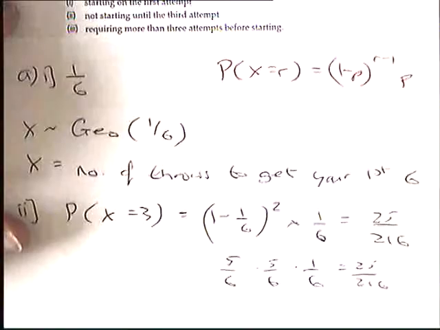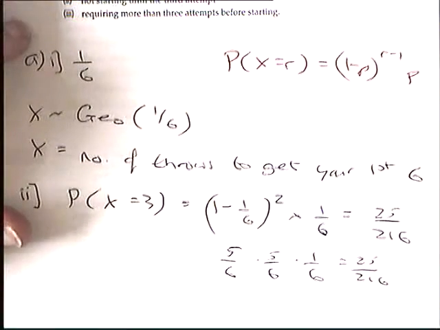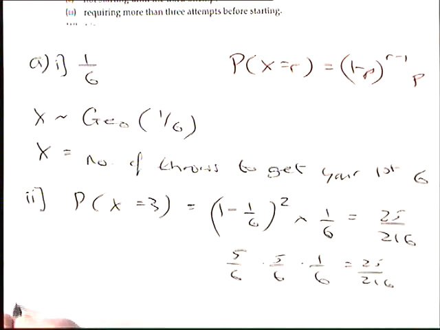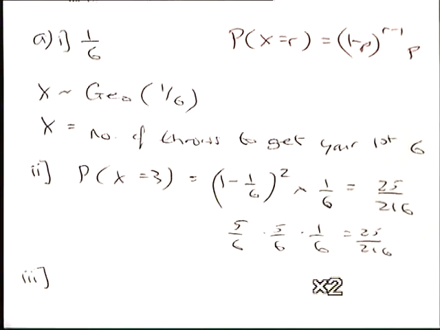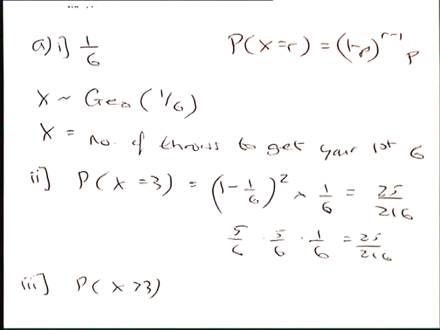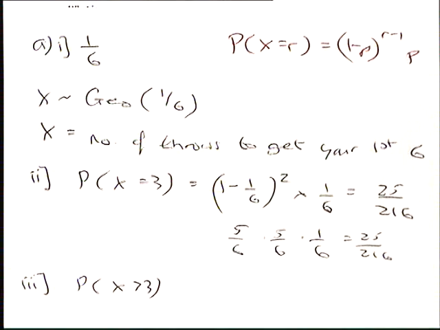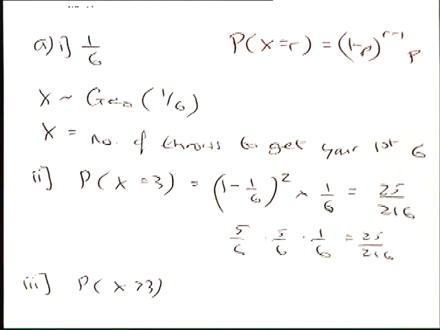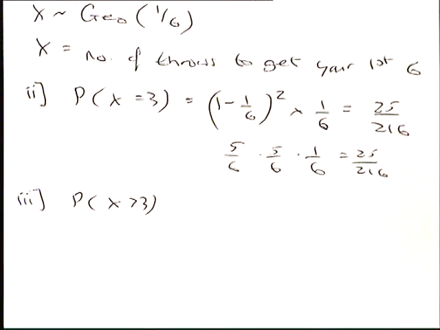Okay. Part 3 said requiring more than 3 attempts before starting. How can I write that one down in notation? Probability that X is greater than 3. Okay. Now I'm going to look at this in 2 different ways, 2 different approaches to answering this one. Can anybody tell me one way of answering this question? We work with the probability that X is greater than or equal to 4. So greater than 3 is 4 or more, and we could do 4 or 5 or 6.